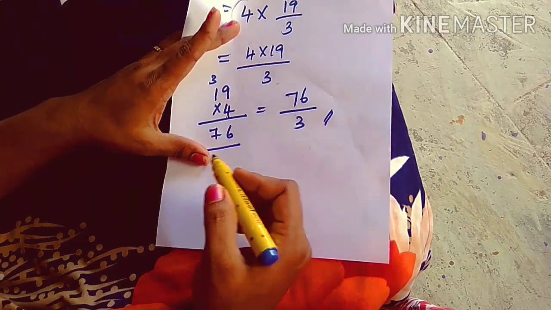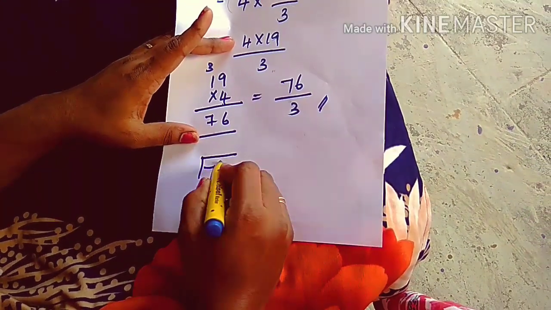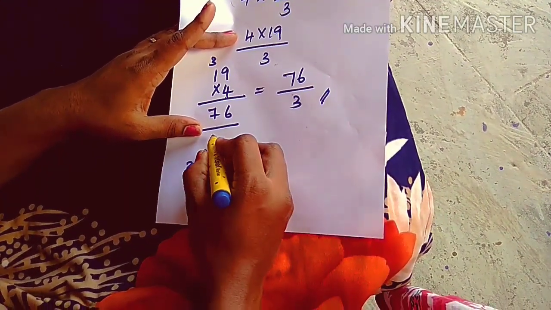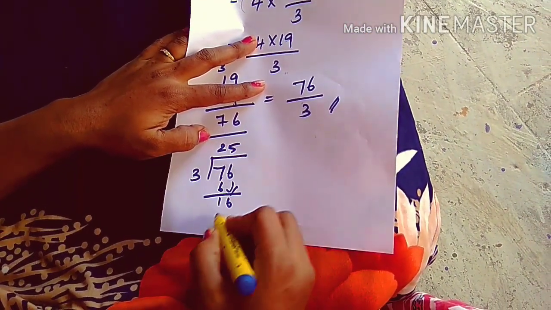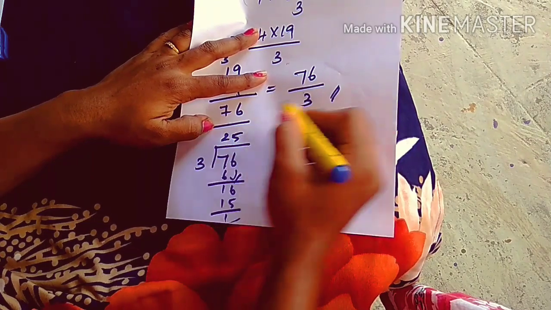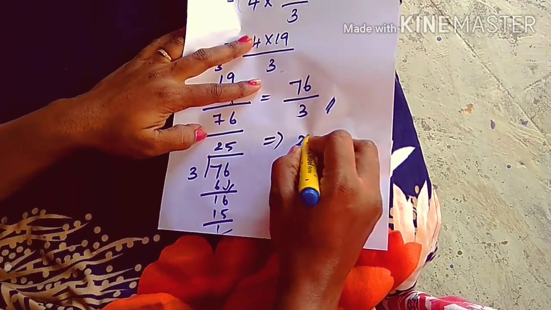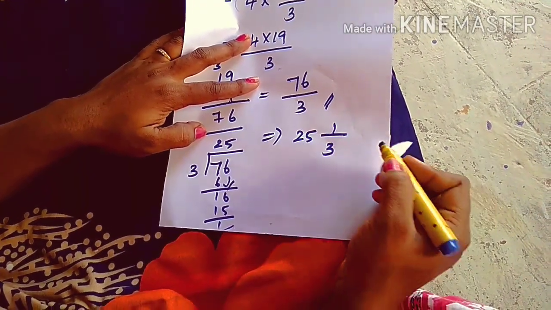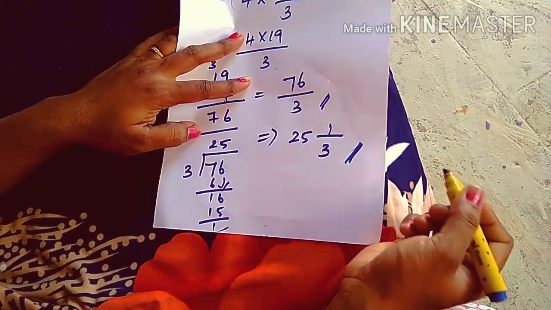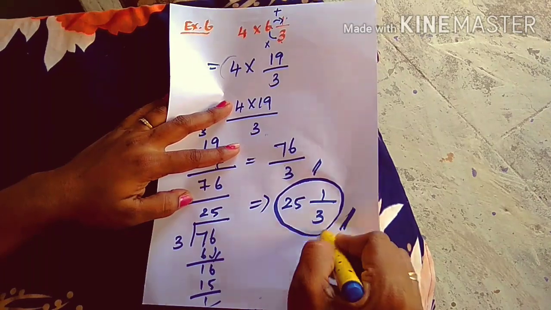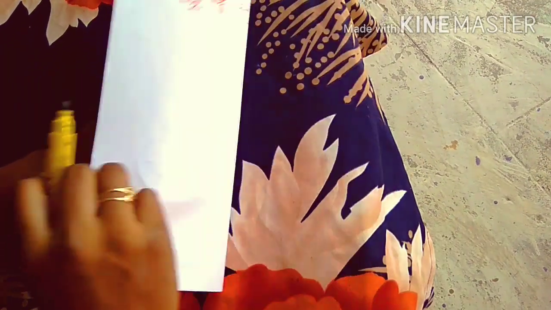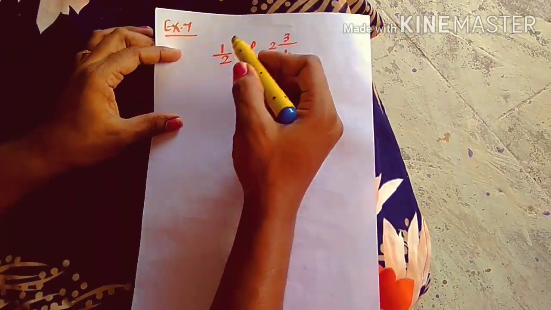If you want, you can convert this into a mixed fraction. So we will convert 76 divided by 3. 3 table: 2 3s are 6, 1 carry 6, 5 3s are 15, so 1. So what is the answer? 25, 1 by 3. So we have converted this improper answer into a mixed answer. Understood, children? Okay.